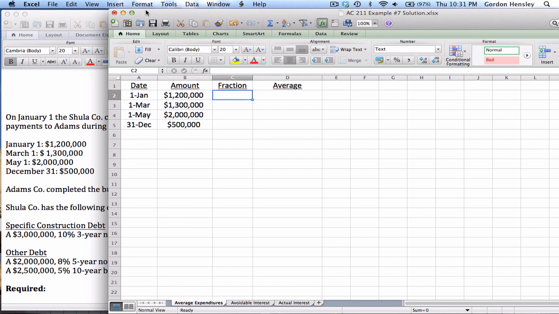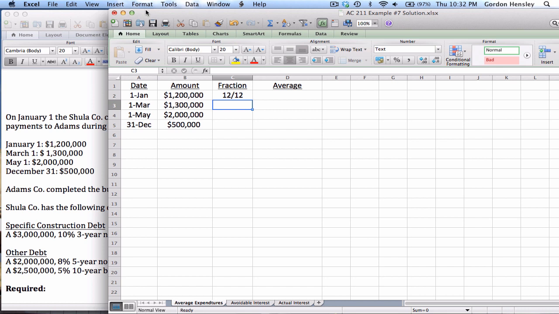Now, in terms of fractions, I'm trying to set this up to account for time because I want a weighted average of the expenditures. Now, that first expenditure of $1.2 million was made on the first day of the year. So that means that expenditure is considered as if it's weighted for the entire year. So that's going to be 12 out of 12.